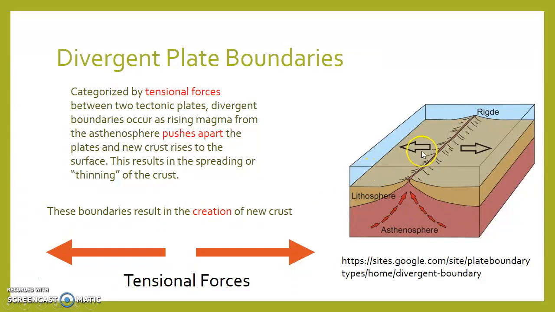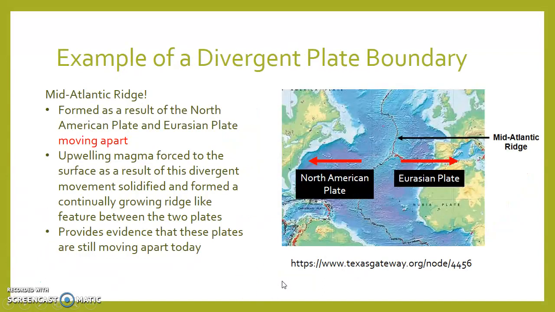We can see in the motion here, this plate is moving to the left, this plate is moving to the right, creating a gap in between, and something has to be in that gap, so the asthenosphere rises and magma rises and creates a ridge in the middle. So it's important to note that these boundaries result in the creation of new crust. And down here we have the force diagrams with one arrow pushing to the left, pushing to the right, and we describe these as tensional forces.